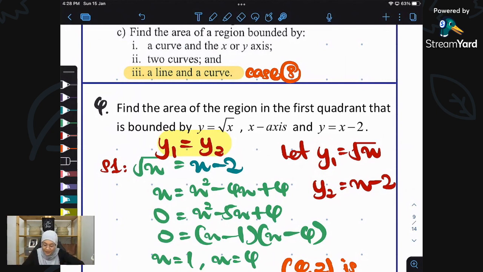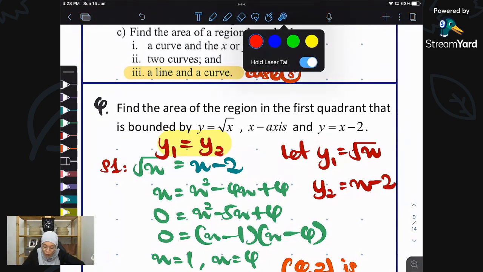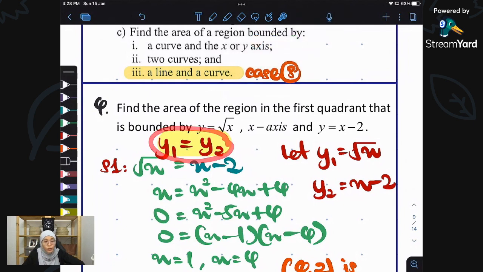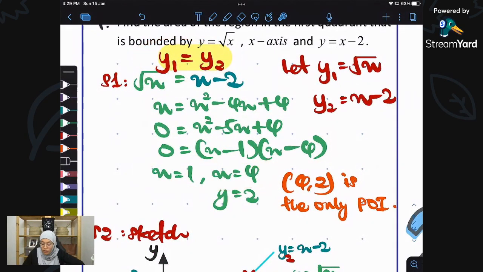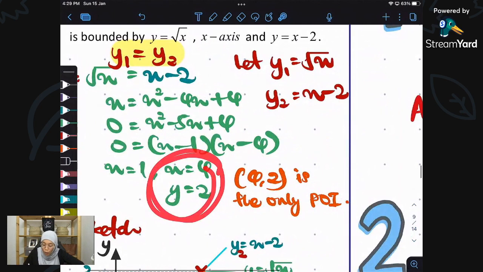Okay, so now I let y1 equals y2 or y2 equals y1. I equate them both together so as to find the value of x, and then I get the coordinate of y as well. Okay, so this is my only POI. I write down here the only point of intersection that I want.